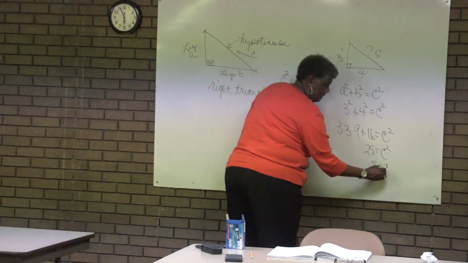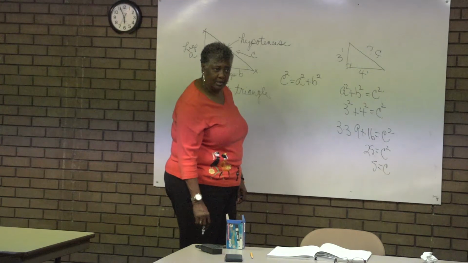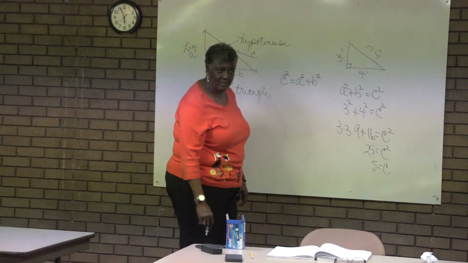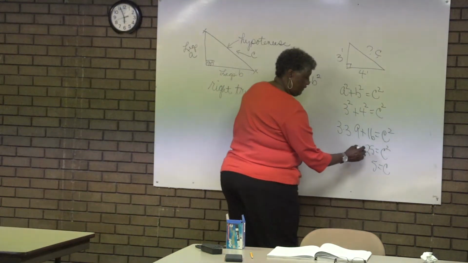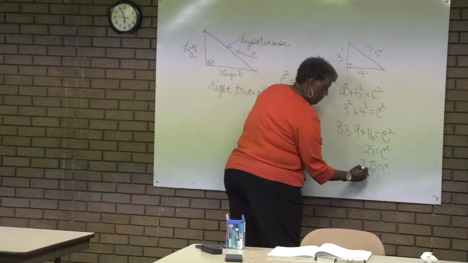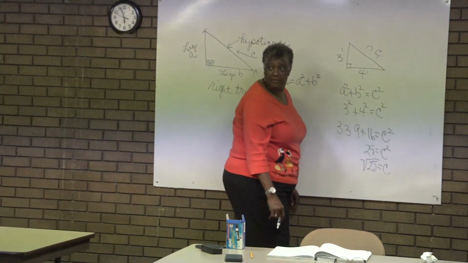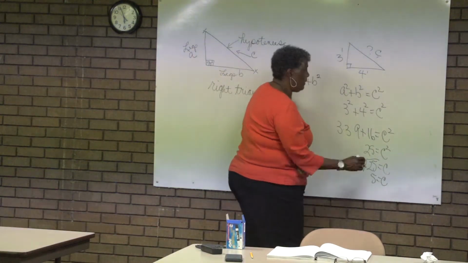5. That number is 5, right? What number times itself is 25? It's 5. The square root of 25 would give me what C is. That means the number times itself that equals it. So that's 5 equals C, okay?